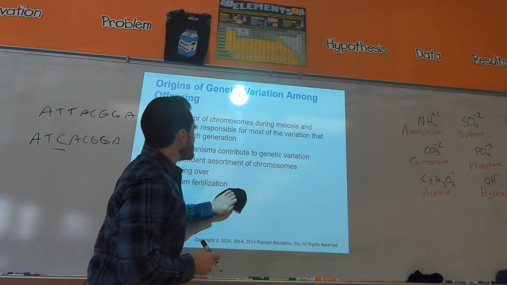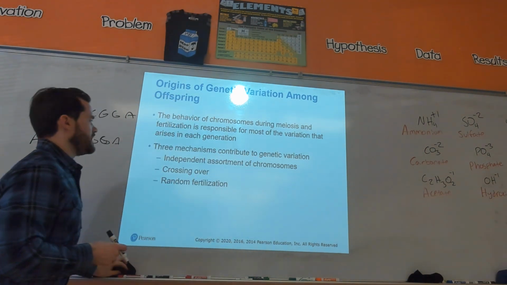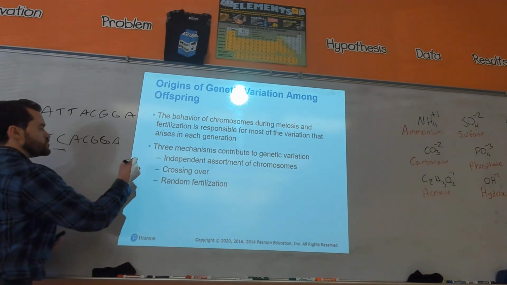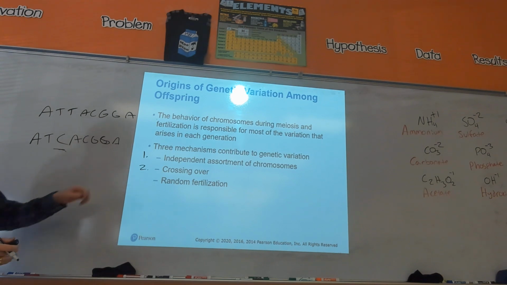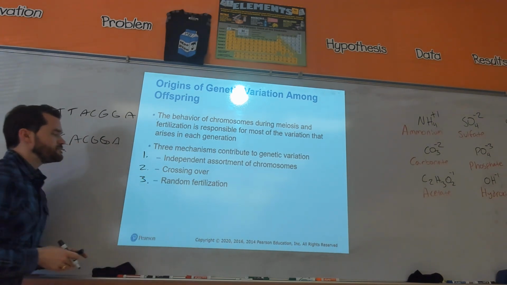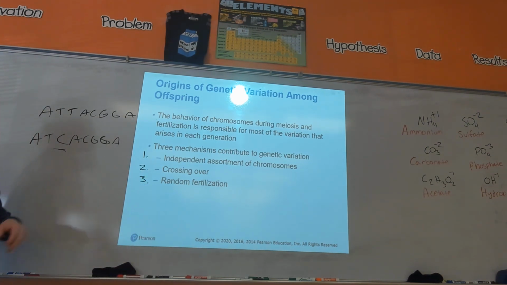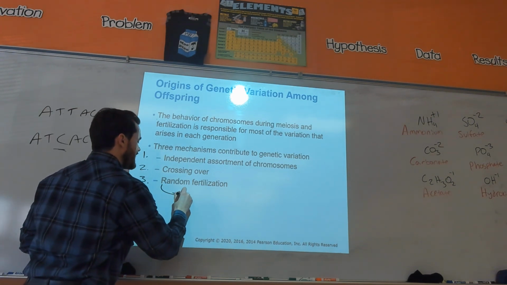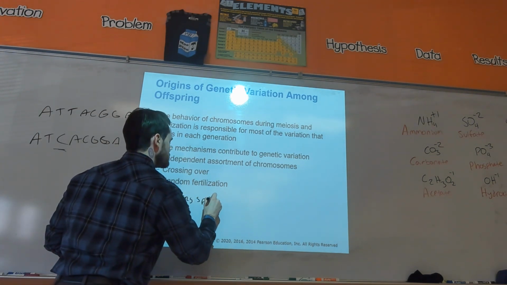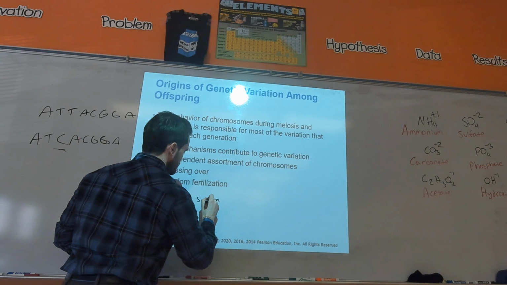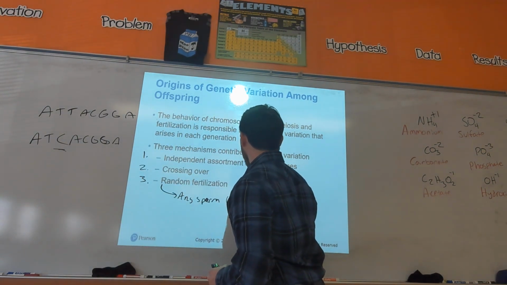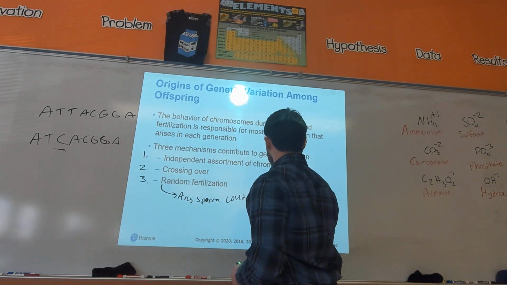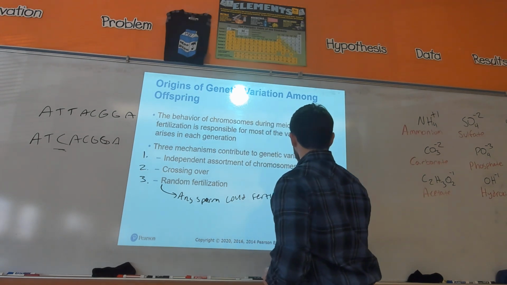So there are three things that are going to give you genetic variation in meiosis. I mentioned two of them last class: independent assortment and crossing over. The third is random fertilization. The idea of random fertilization is any sperm could fertilize any egg.